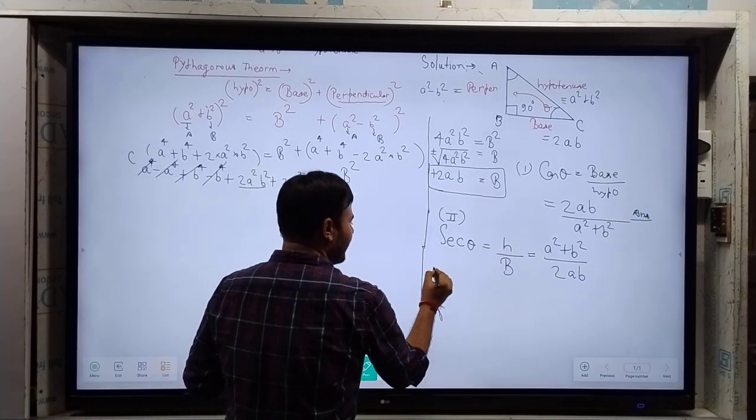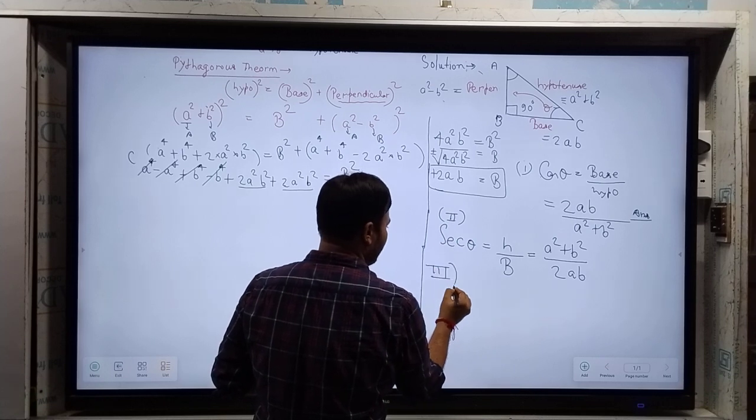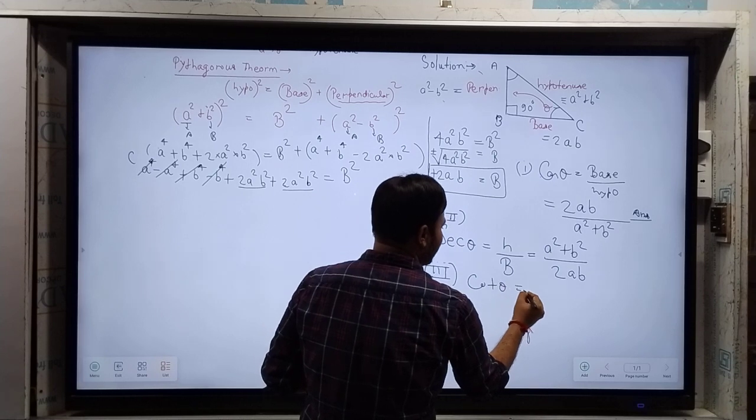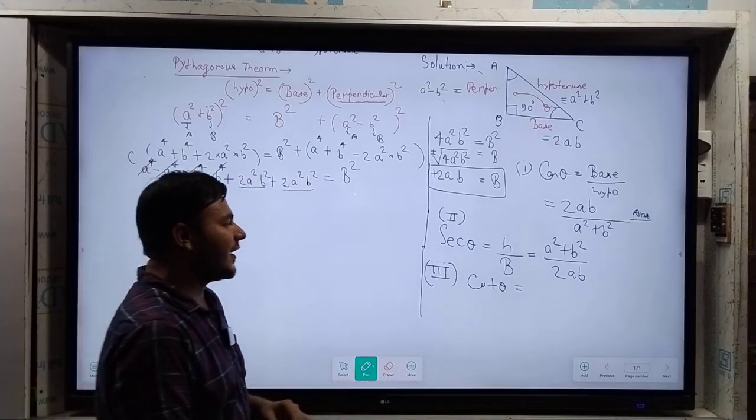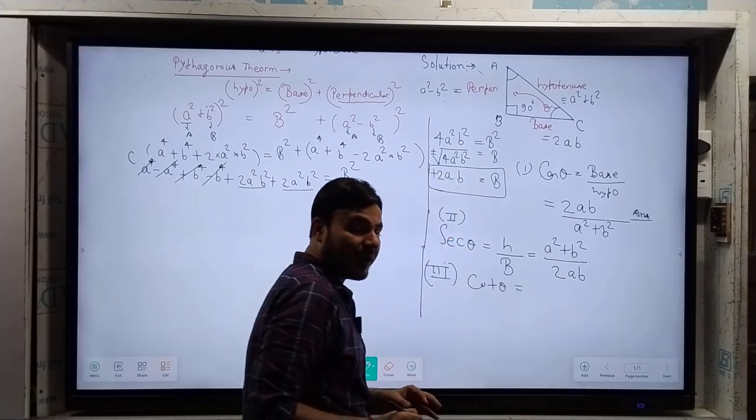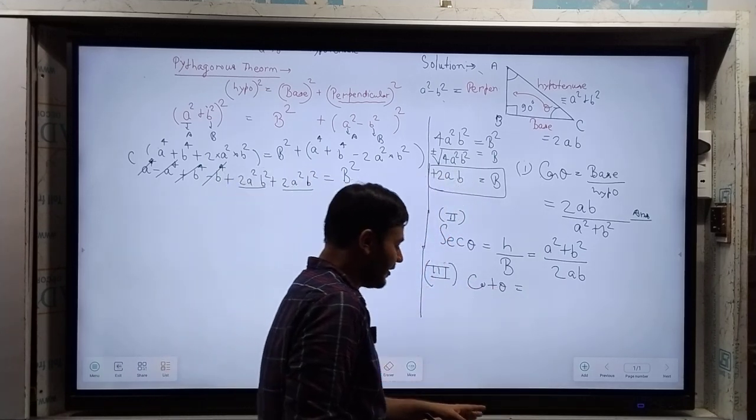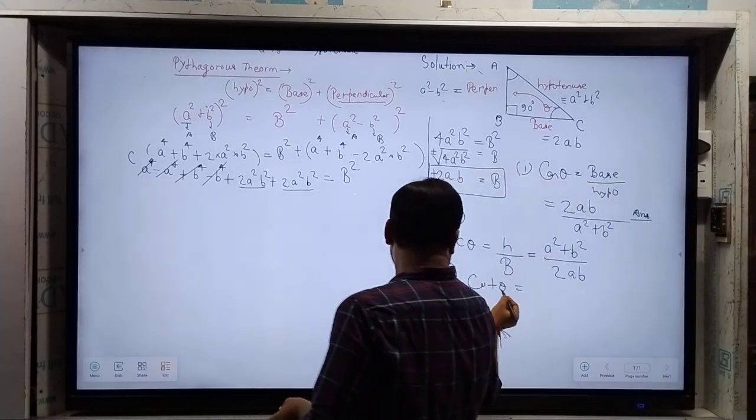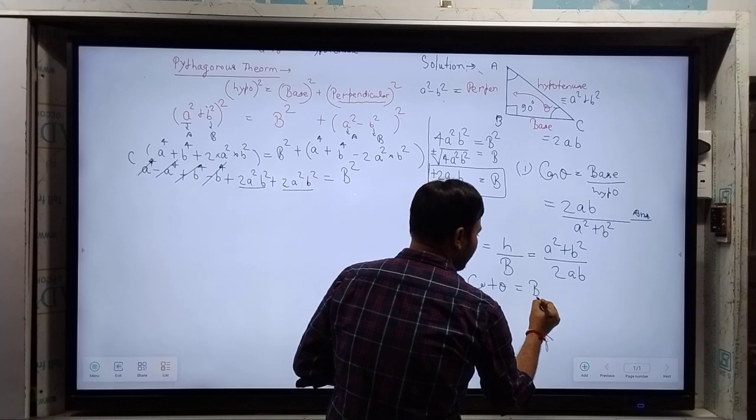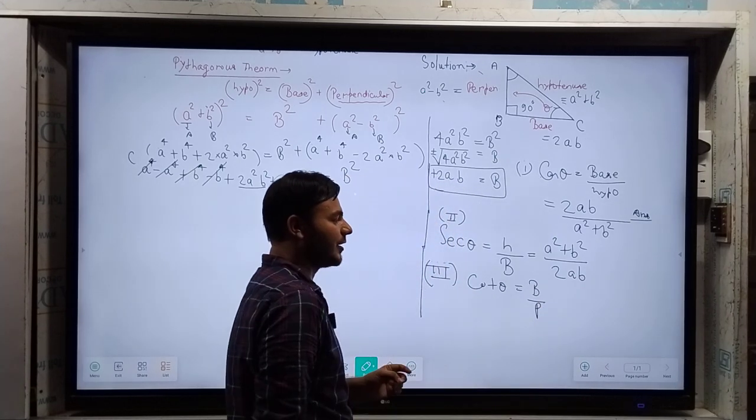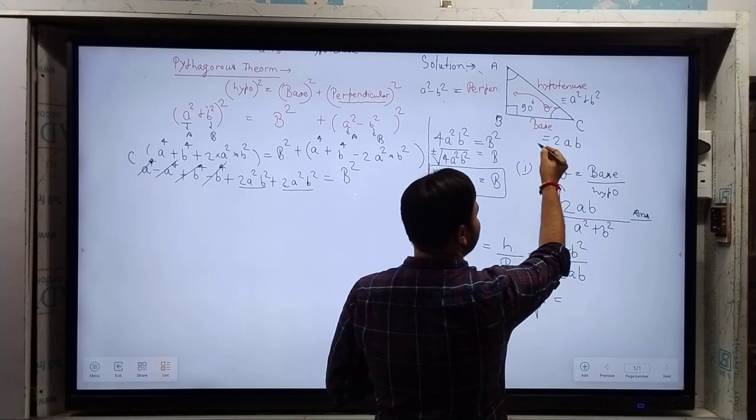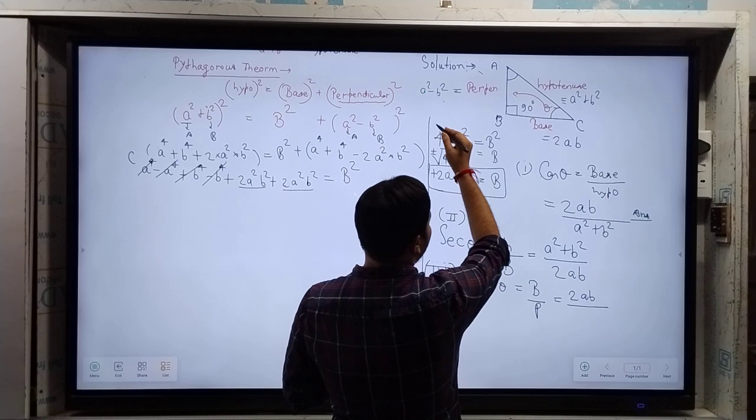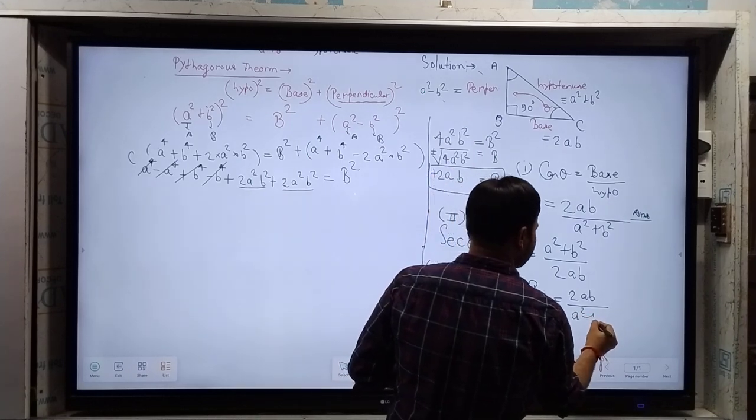Now the third one will be cot theta. You can calculate cot theta. What will be cot theta? The cot theta formula is base upon perpendicular. What is base? Base will be 2ab. Perpendicular is a square minus b square.